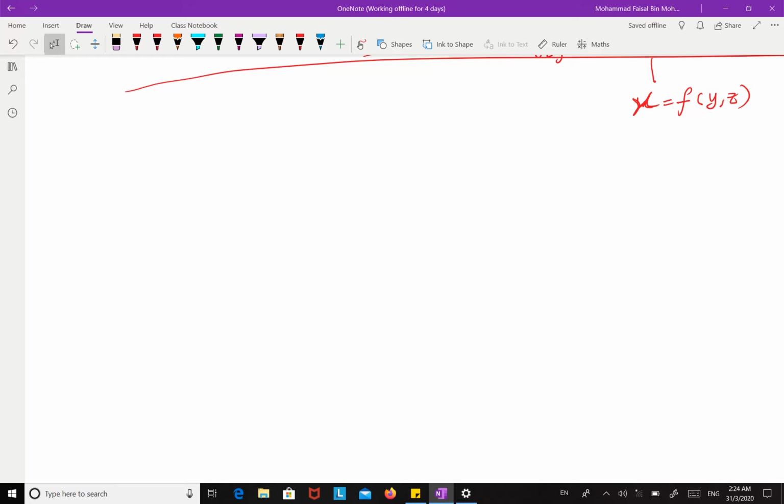Example 1. Let G be the wedge in the first octant. First octant means like the first quadrant. So we have 8 octants. This is the first octant, which means it's in front.